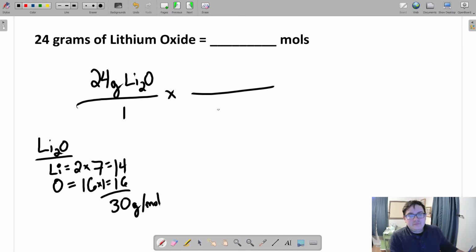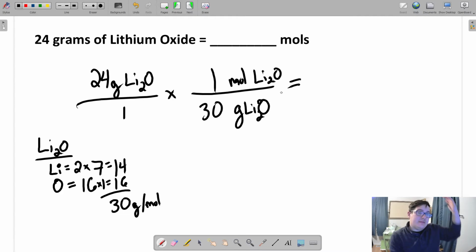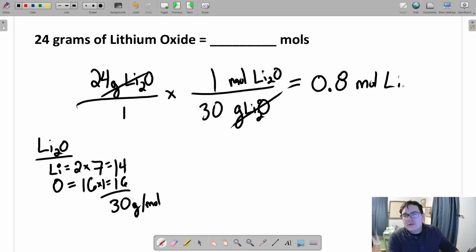Okay. Now over here, whatever's in this right here, up in the top, we're also going to do down here on the bottom right. Grams of lithium oxide, to moles of lithium oxide. So 24, 30 goes with the grams, 1 goes with the mole. That's it. Bob's your uncle. These cancel out. All you need to do is punch it in your calculator, and you have 24 divided by 30, which should be a pretty number. Yeah, 0.8. 0.8 moles of Li2O.